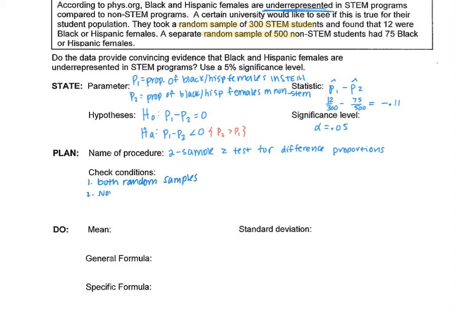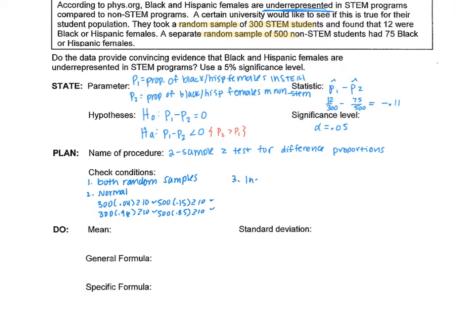Normal: you have to show that n1 times p hat 1, which is 300 times 12 over 300, or 0.04, is greater than or equal to 10. 300 times 0.96 is greater than or equal to 10. 500 times 75 over 500, which is 0.15, is greater than or equal to 10, and 500 times 0.85 is greater than or equal to 10. So all of those are met, so we can meet the normal condition.